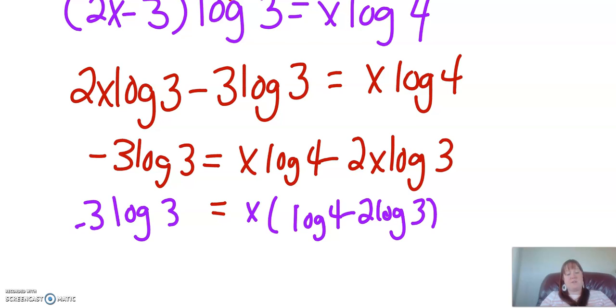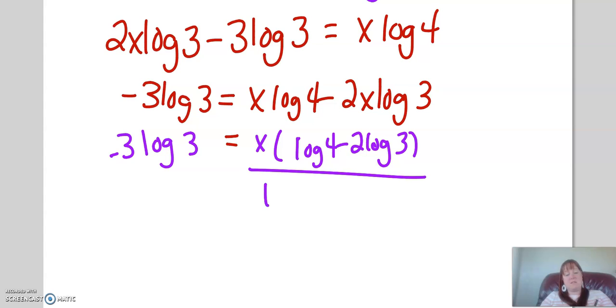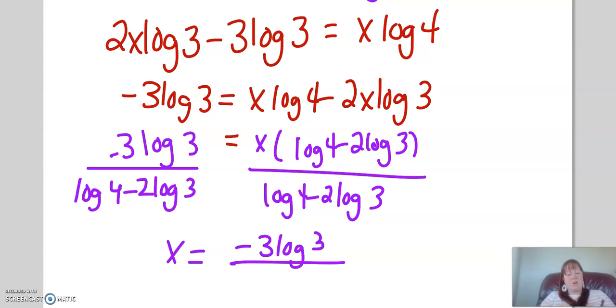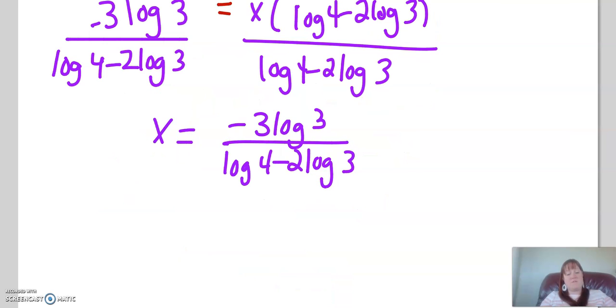Okay, and now I just divide both sides by log 4 minus 2 log 3. Okay, and there we have x equals negative 3 log 3 over log 4 minus 2 log 3. Okay, so this is our final answer.